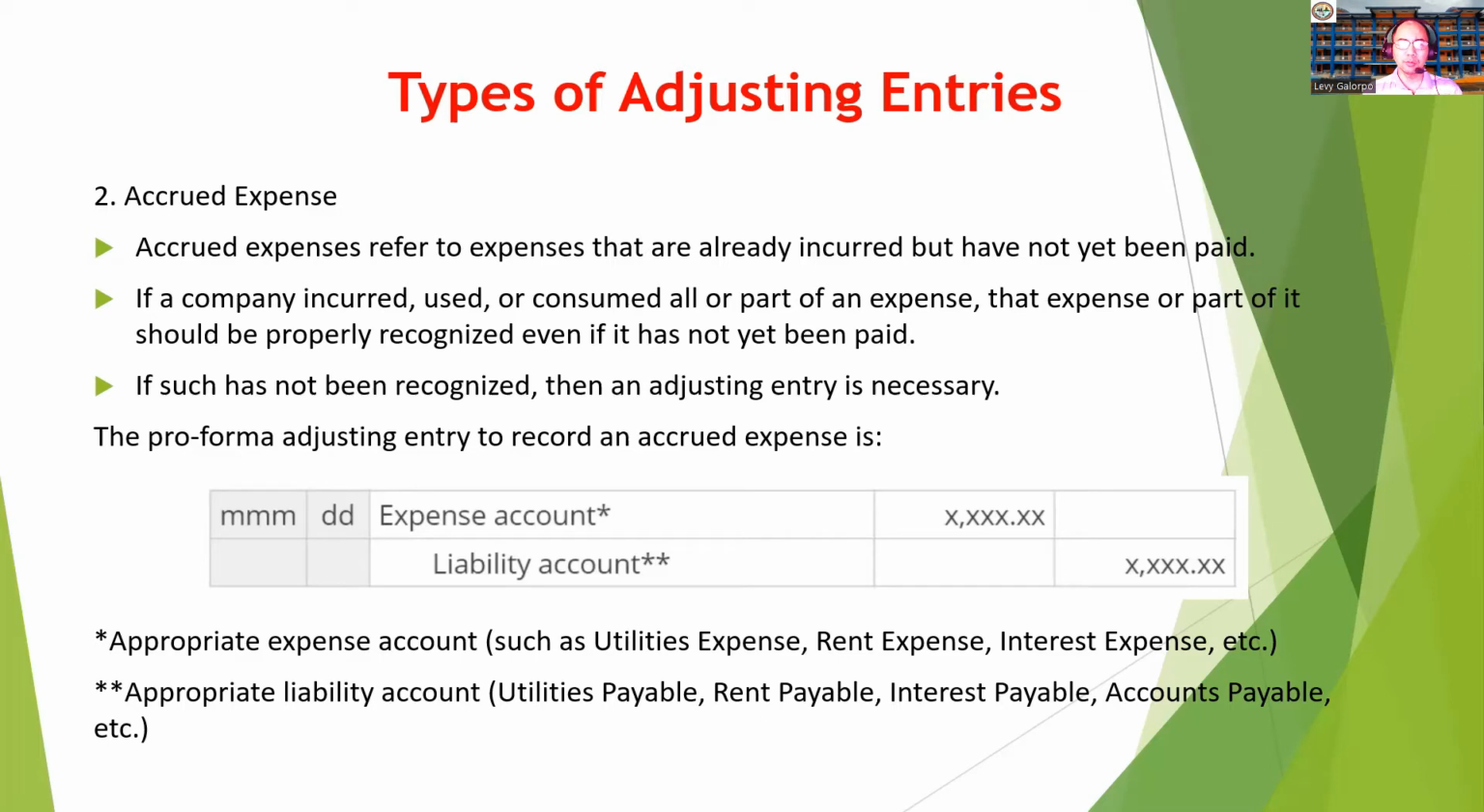So, kagaya rin nung sa accrued income, if no entry ever made doon sa month na yon, dapat at the end of the month ay i-recognize na natin si liability account by making the adjusting entry. In this case, ang debit ay expense account, tapos ang credit ay ang liability account. Ano-ano ba yung expense account? Kagaya ng utilities expense, yung rent expense, yung interest expense. At ano-ano naman ang liability account na pwede rito? Yung utilities payable, rent payable, interest payable, accounts payable, at iba pa.